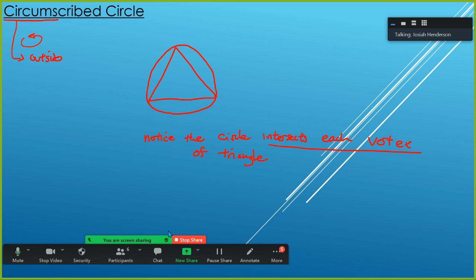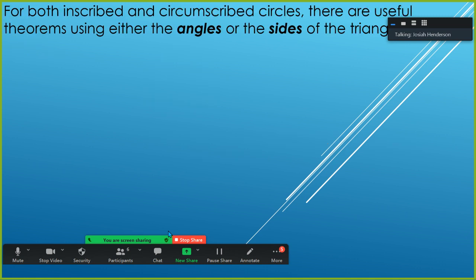Any questions so far on the last two slides? Inscribed or circumscribed circles? No. Okay.